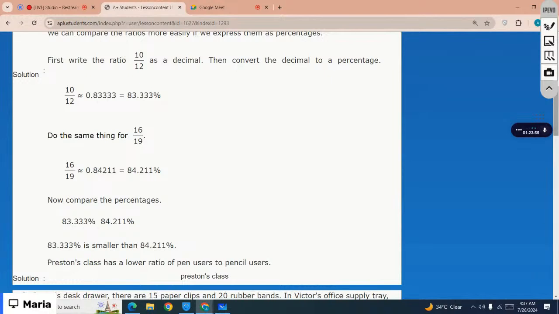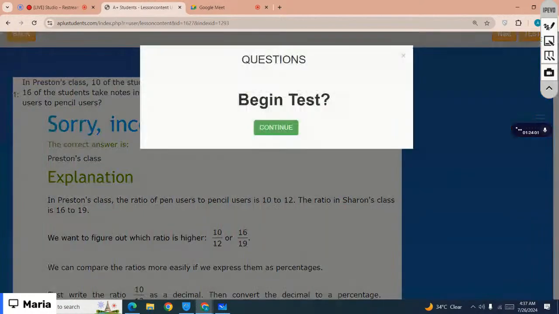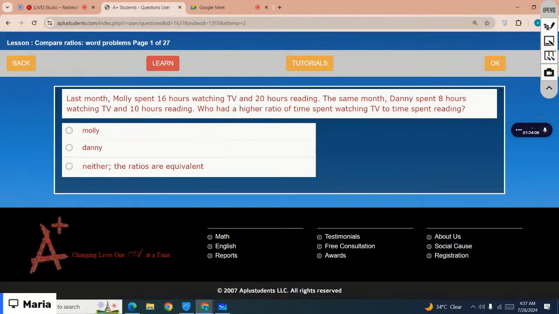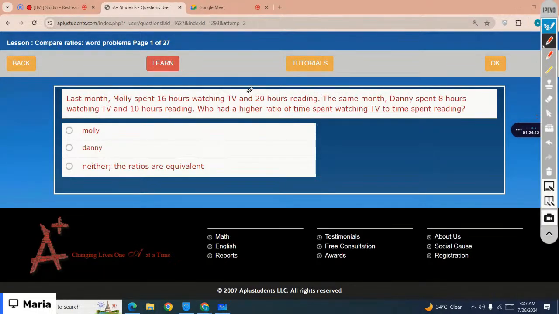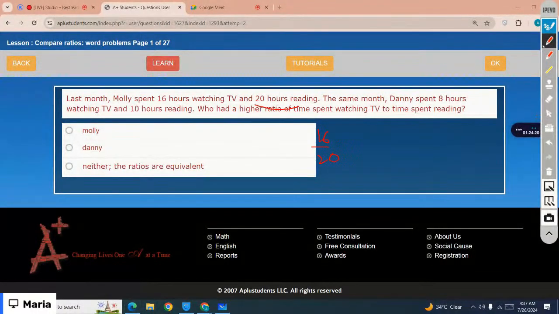Okay, let's just start with the test question. We spent 16 hours watching TV and 20 hours reading. So the ratio is 16 to 20. The same month, Danny spent 8 hours watching TV and 10 hours reading. Let's just convert to percentage. Simply divide it.